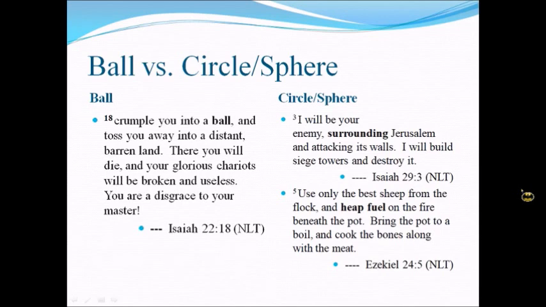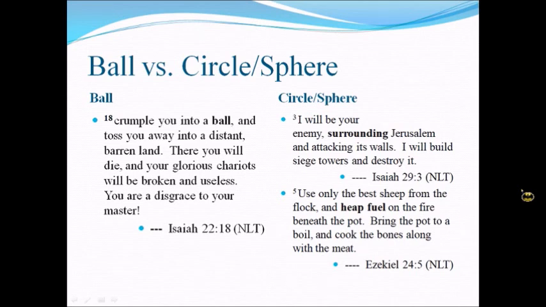Ball versus circle/sphere. Ball. Crumble you into a ball and toss you away into a distant barren land. There you will die, and your glorious chariots will be broken and useless. You are a disgrace to your master. Isaiah 22 verse 18.